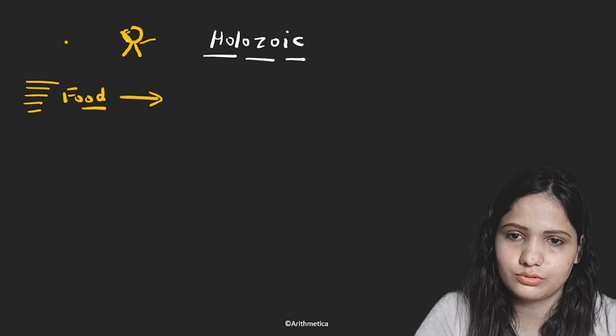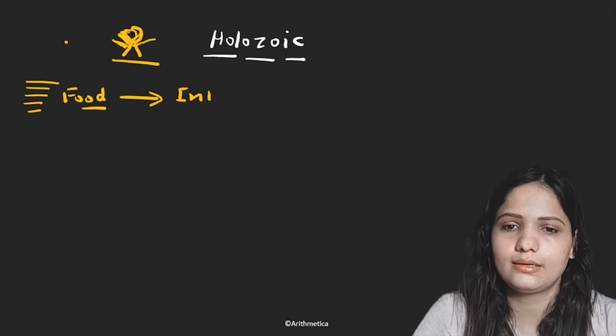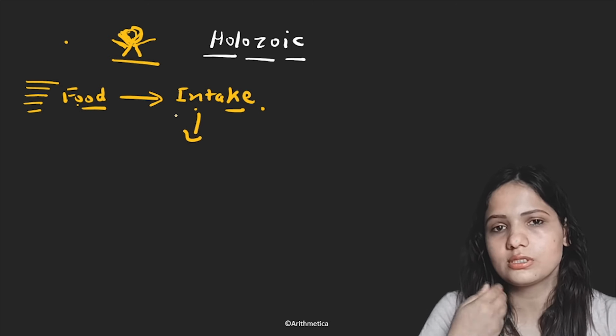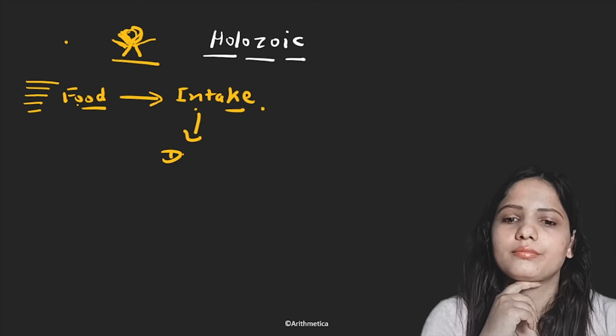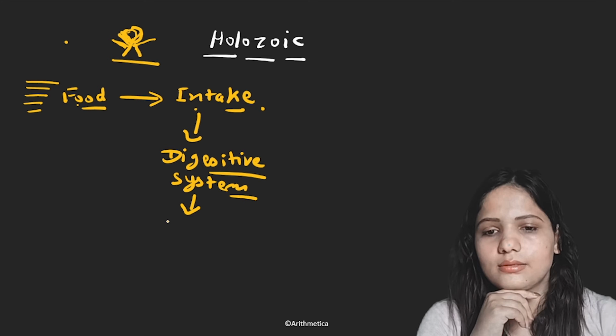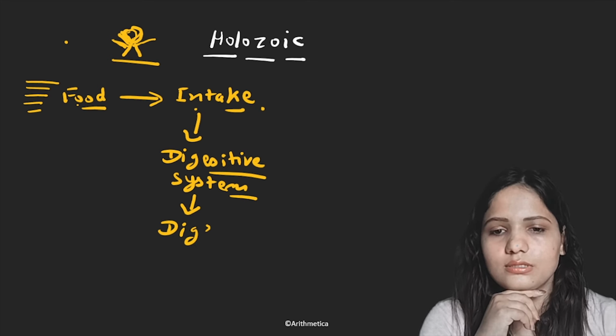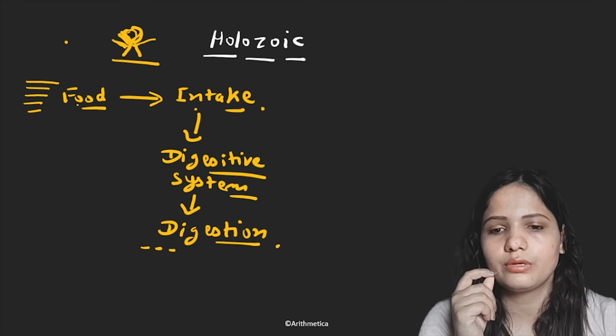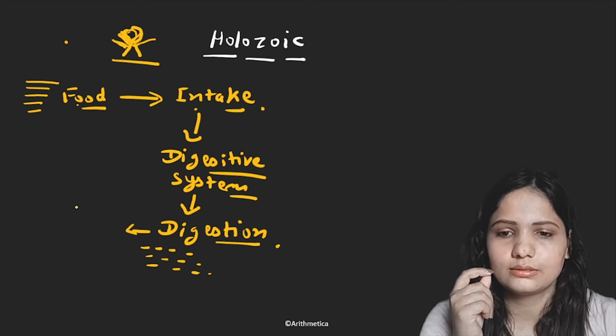Holozoic mode of nutrition is seen in humans. We have food intake. Let's say we had our dinner. The food goes inside the body, in the digestive system. Then what happens inside the digestive system? Digestion. This process will happen. Once the food is digested, broken down into smaller parts, it gets absorbed.